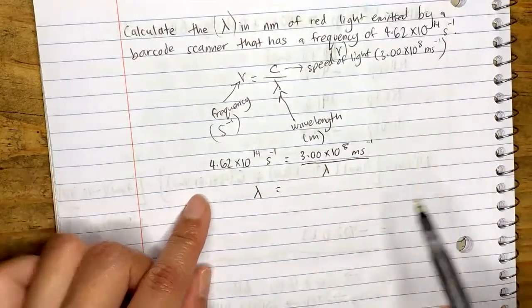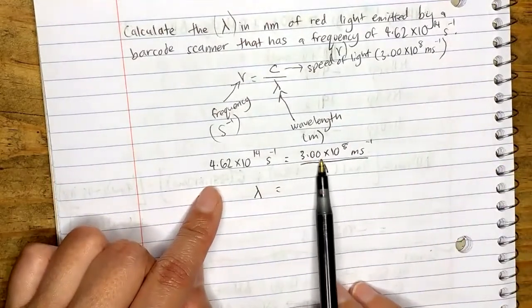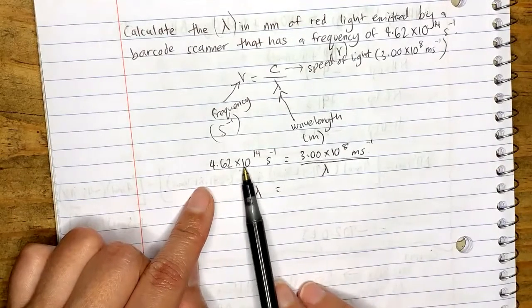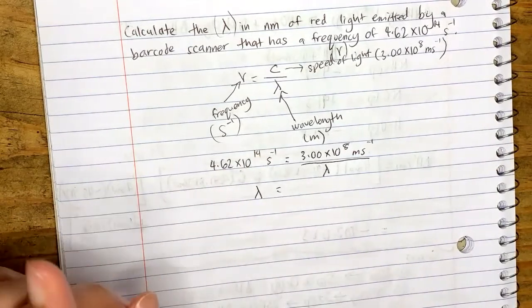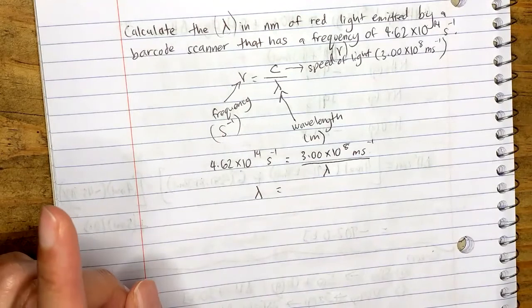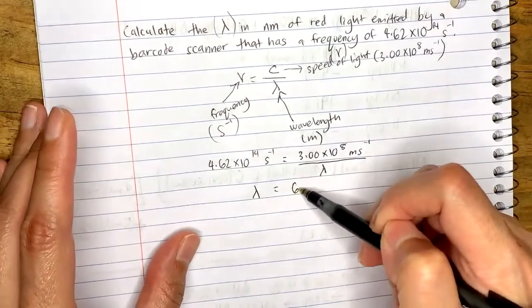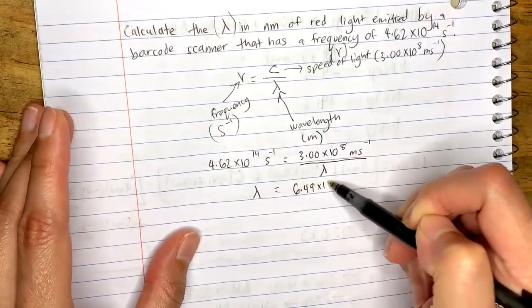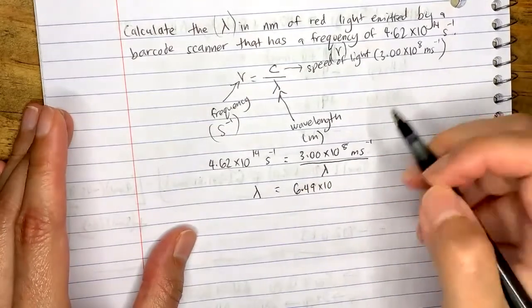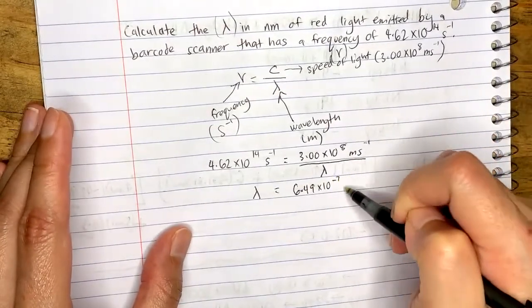So the wavelength here is going to be 3.00 times 10 to the power 8 divided by 4.62 times 10 to the power 14. Make sure you know how to do this in your calculator. When you put this in your calculator, you're going to get 6.49 times 10 to the power minus 7 meters.